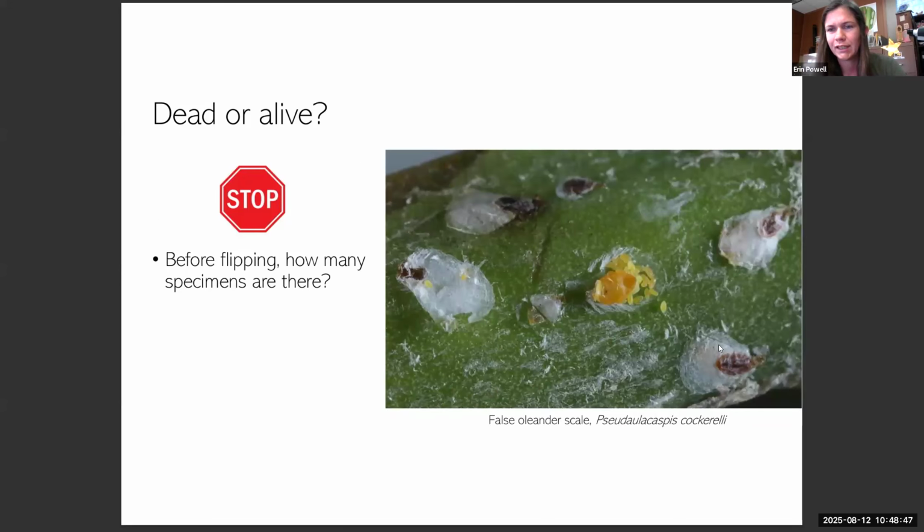This is false oleander scale, and this one's even easier to see because in their cover, or their test, the old exoskeletons are dark brown. So you can see on my cursor here, pointing to those exuvia or exoskeletons. And you can see that that white cover had to be flipped over to expose the body underneath, and she's not attached to that test or cover. She's under there with her eggs and sometimes with her first instar crawlers, those nymphs.